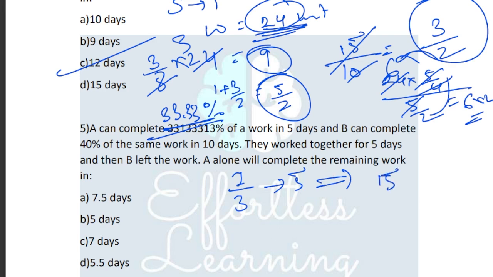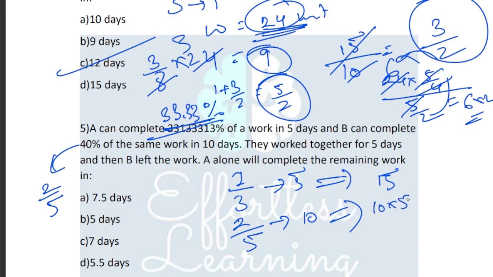And B can complete 40% of the work. 40% means 2/5. So 2/5 of the work in 10 days, right? So the total work will be done in 10 multiplied by 5 divided by 2, so 25 days. They work together for 5 days and then B left the work.